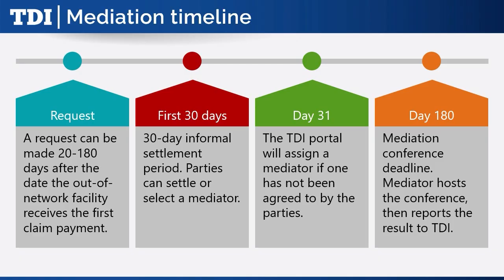Just like with arbitration, if they haven't settled or they haven't selected a mediator by day 31, the TDI portal then assigns a mediator. After the mediator is assigned, they have until day 180 to host the conference and work to get the request settled. They provide TDI with a report updating whether the request was settled or not, and the parties can then move forward with the process.